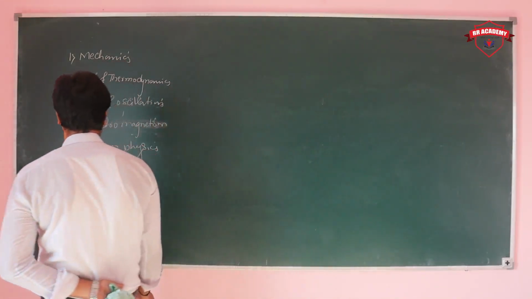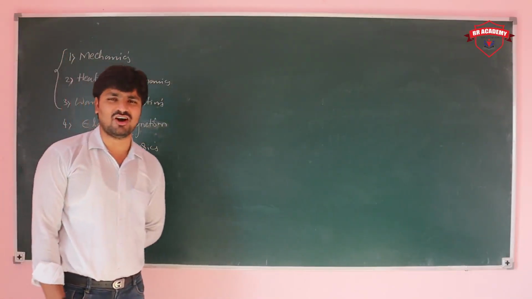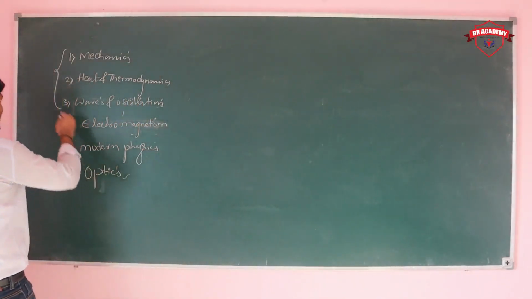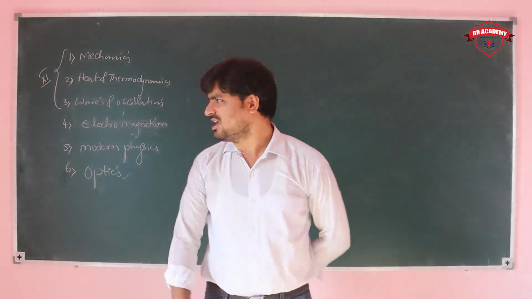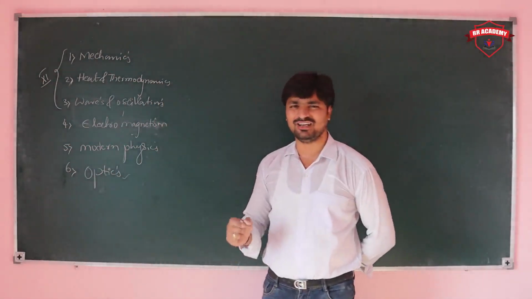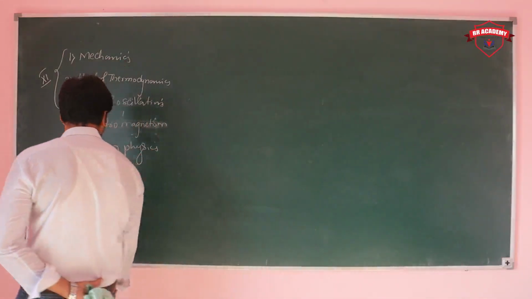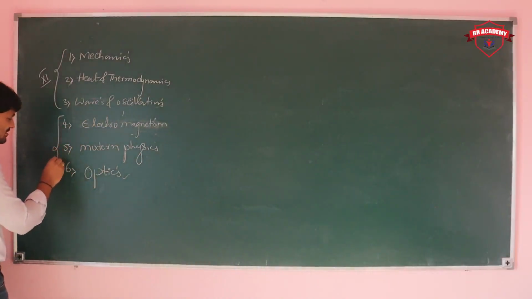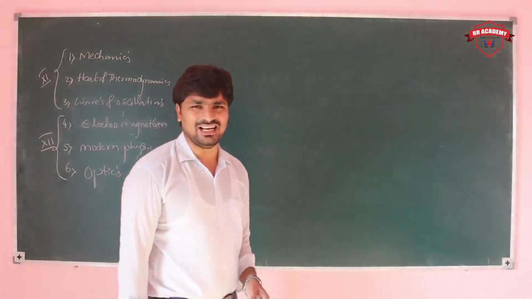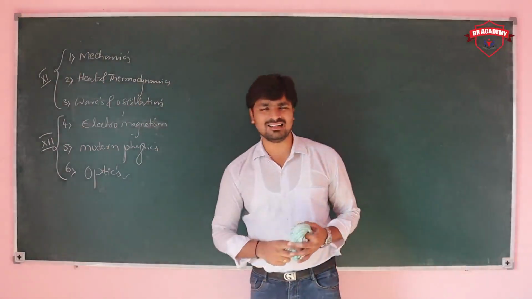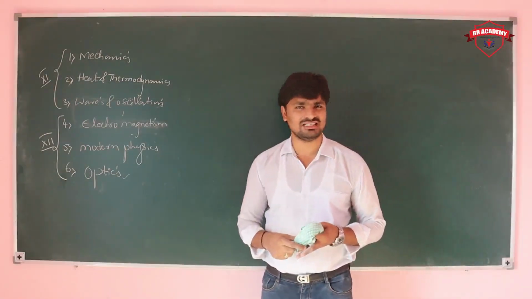So here the first 3, mechanics, heat and thermodynamics, and waves and oscillations, we are getting in 11th standard, according to the NCERT pattern. And electromagnetism, modern physics and optics we have in 12th. These 3 parts in 11th and these 3 parts in 12th. What are the topics we have inside and what is the weightage of that? That's also we'll see here.